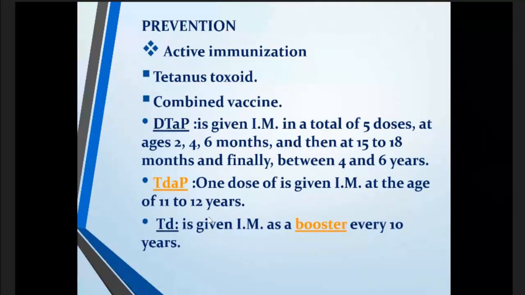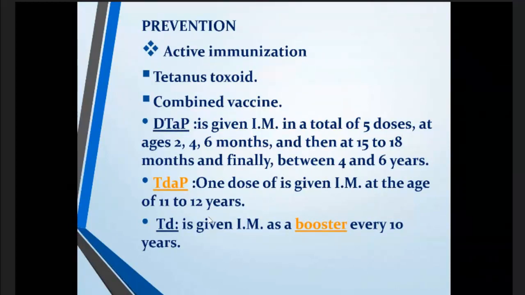Prevention is by active immunization with tetanus toxoid, and there is also the combined vaccine DTP, the vaccine that is given for these 3 diseases: diphtheria, pertussis, and tetanus, given intramuscularly, as we said, in 5 doses at 2, 4, 6 months, then at 15 to 18 months, and at 4 or 6 years of age. The other is TDAP.